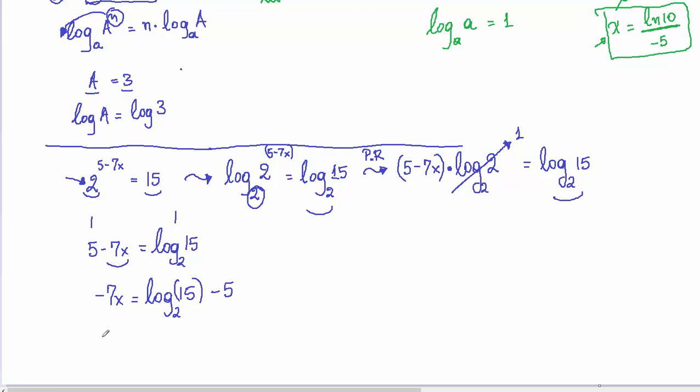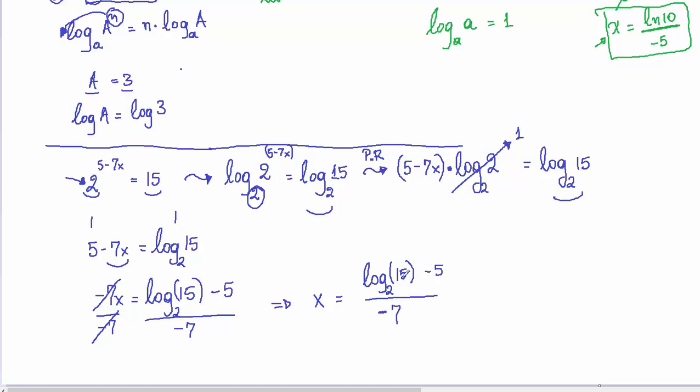And the next step is to divide both sides by negative 7. And my result will be, I can simplify negative 7 and negative 7, and I have x is equal to log base 2 of 15, put it in parentheses so you don't get confused, minus 5, divided by negative 7. And that's your final result.